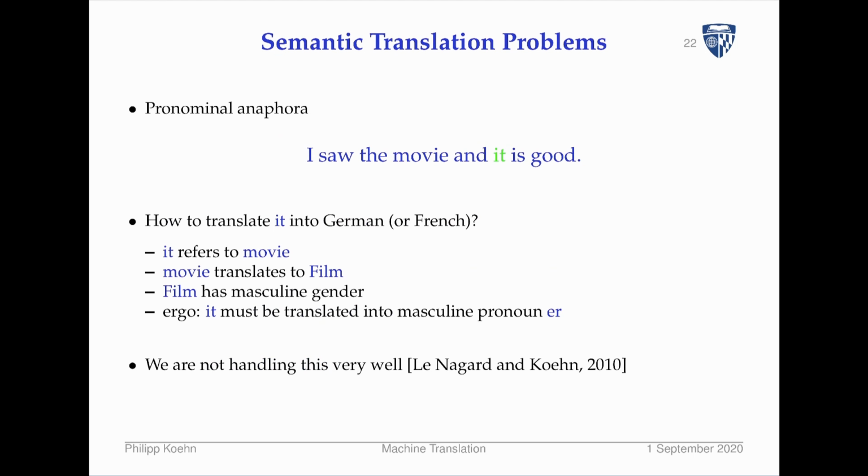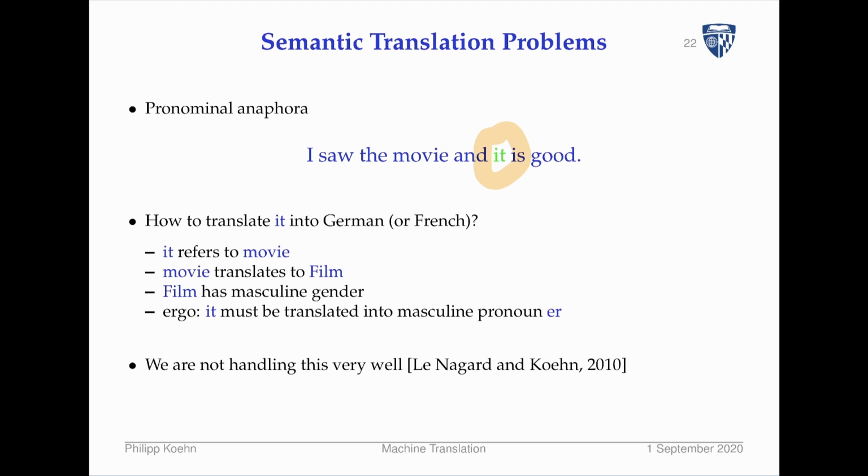Here's a semantic translation problem. So pronominal anaphora, so pronouns and what they refer to. I saw the movie and it is good. So this is not a hard sentence to translate, probably in many languages. One key problem though is what to do with the word it.